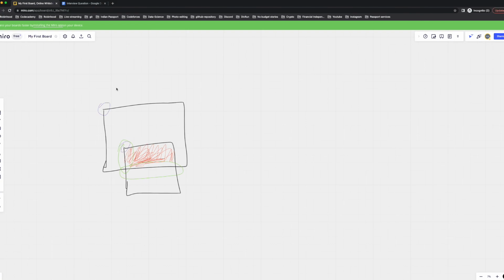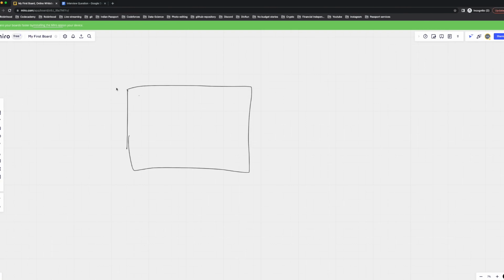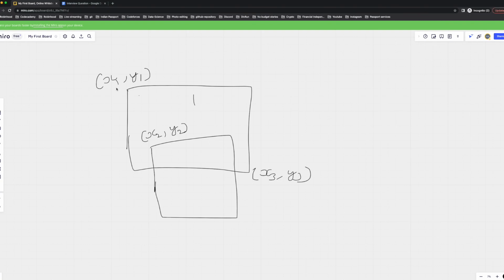So let's try to visualize this. Let me remove all of these. Let's take some coordinates and understand how we can find this. Now I have the diagram here like this, correct? We are given, let's say, x1 y1, and here we are given x2 y2, right? And using this, since we are given dimensions, we can find, let's say this is x3 y3, the bottom right corner for rectangle 1. So this is rectangle 1, this is rectangle 2, and then this point is x4 comma y4, right?